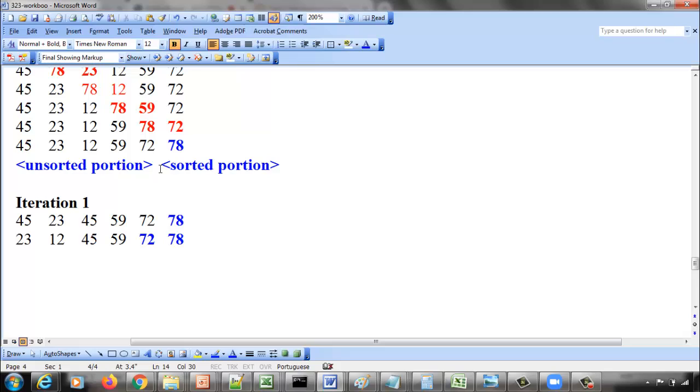So you can see the unsorted portion has decreased by 1 element, and the sorted portion has increased by 1 element. So the sorted portion now has 72 and 78. So again, basically you can see in the unsorted portion, the largest element has what is called bubbled all the way to its final position, which is this 72.